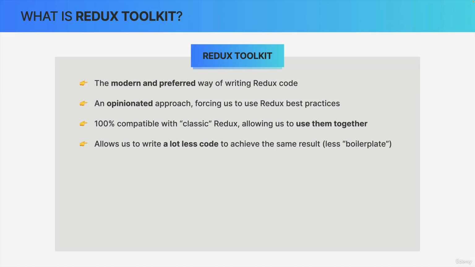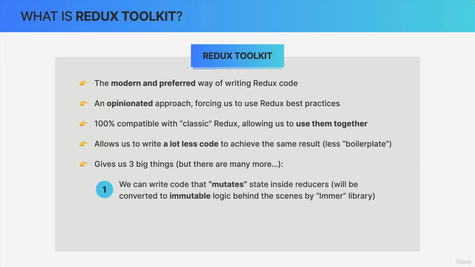And so Redux Toolkit hides all that stuff, like setting up middleware and the developer tools. So out of the box, Redux Toolkit gives us many things, but the three highlights are: first, it allows us to write code that actually mutates state inside reducers. Now, behind the scenes, a library called immer will convert our code back to non-mutating, like the one that we have been writing up until this point, but the new code that we're going to write will look as if we were mutating the state object directly.